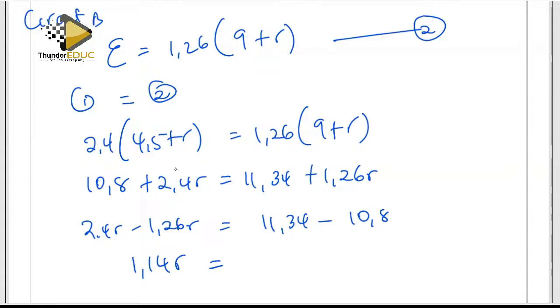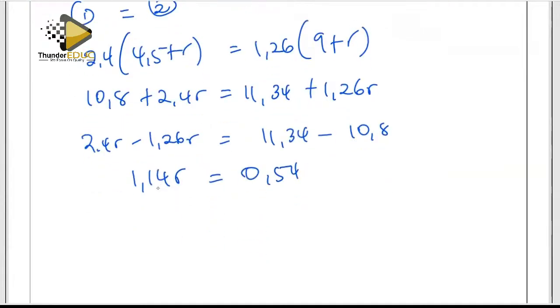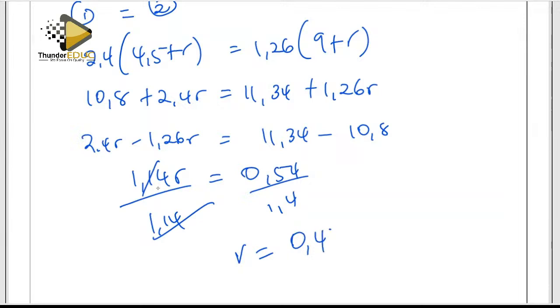Then 11.34 minus the 10.8, I'm getting 0.54. Let me divide both sides by 1.14. So what's our r? That gives me 0.47 ohms. It's fine, let me just leave it at 2 decimals.